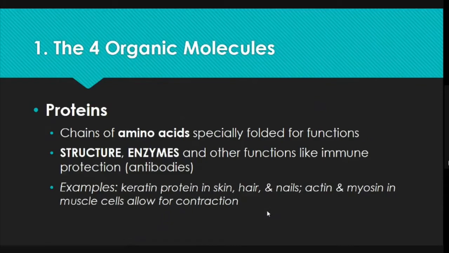Other examples of proteins: keratin is the main protein found in our skin, hair, and nails. If you boil it down, you make gelatin. Actin and myosin are found in the muscles and allow for contraction. There's many, many others, not to mention all the types of enzymes.